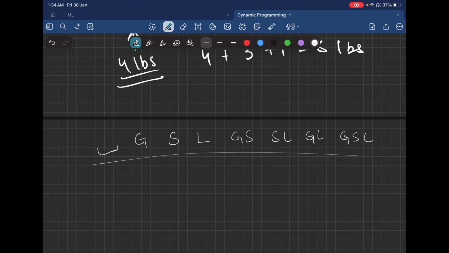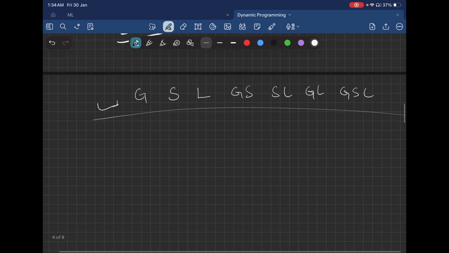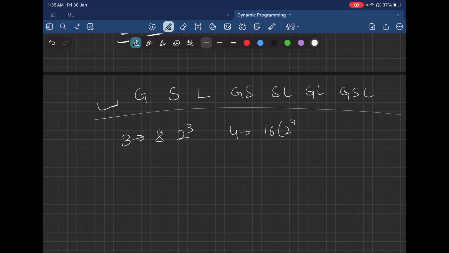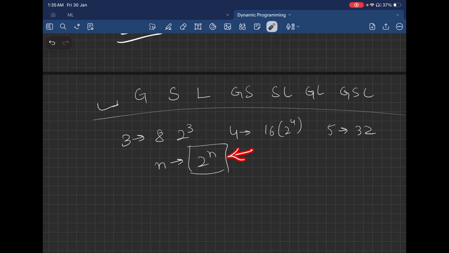That is of course a very brute force way of going for it. For three items, it will take eight combinations, or two raised to the power three. For four items, it will take 16, that is two raised to the power four. For five, similarly, it would be 32, and for n, it would be 2 raised to the power n. That is, it grows exponentially with the number of items. This is a very bad complexity. From the perspective of a programmer, solving a problem with n items in two raised to the power n time is just bad.